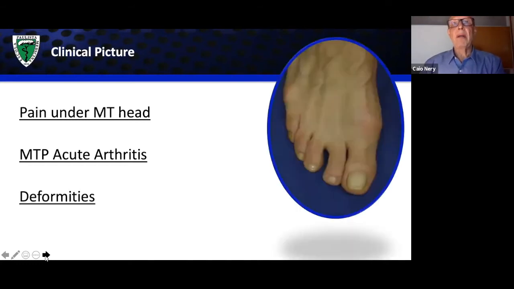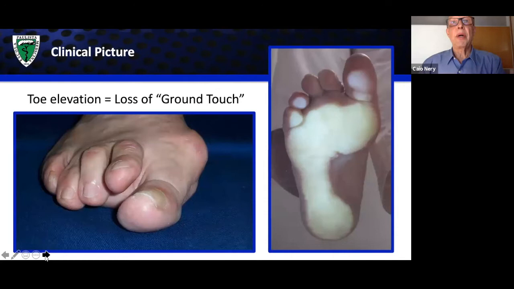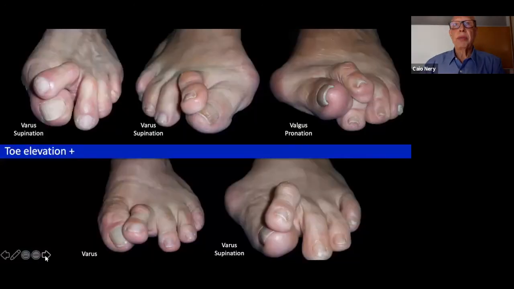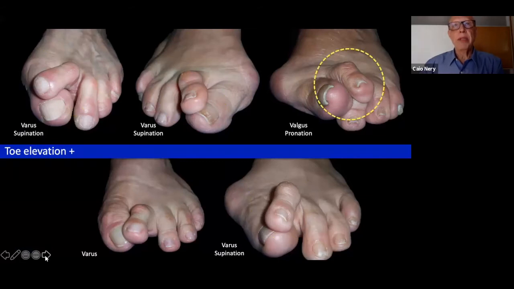At the very beginning, only light widening of the interdigital space can be noticed. With time, the toe widening progresses until the affected toes lose contact with the ground, and angular and rotational toe deformities appear. The most common combination is the elevation with varus and supination, followed by the elevation with valgus and pronation, and elevation with varus alone.